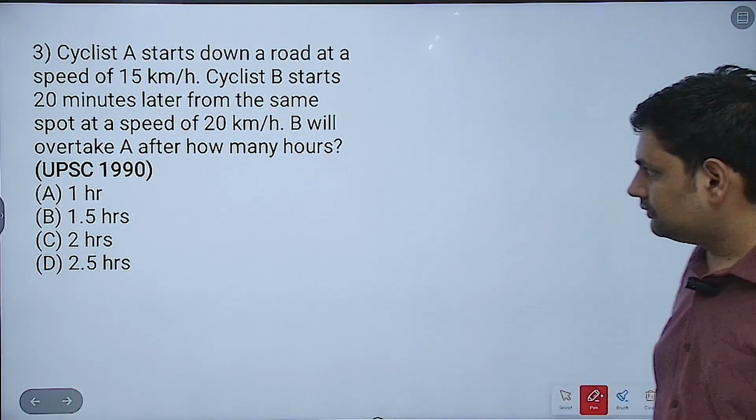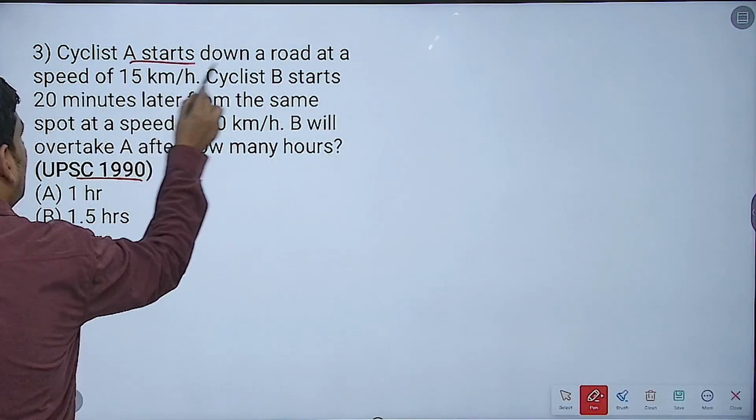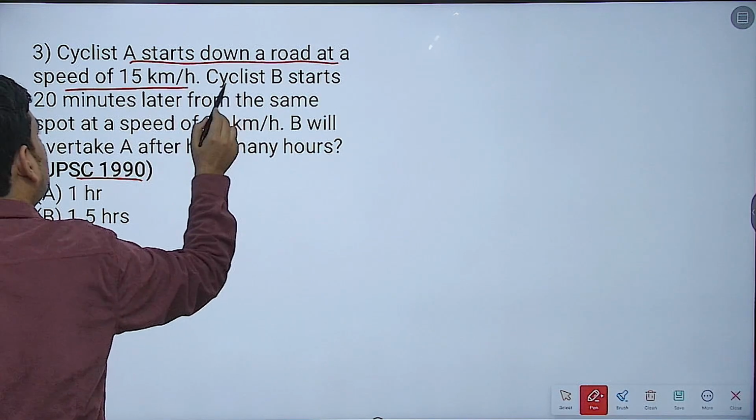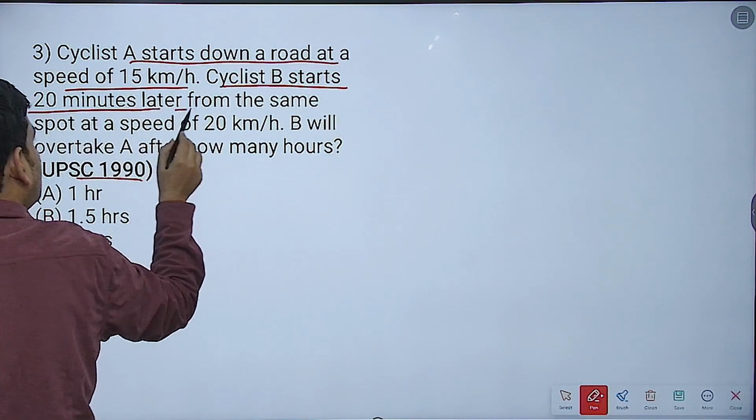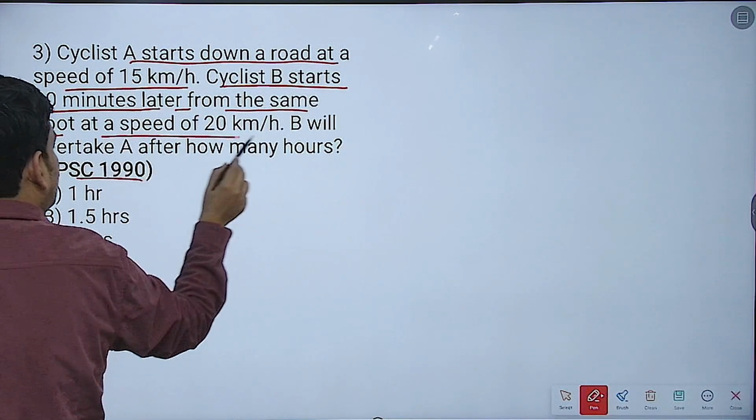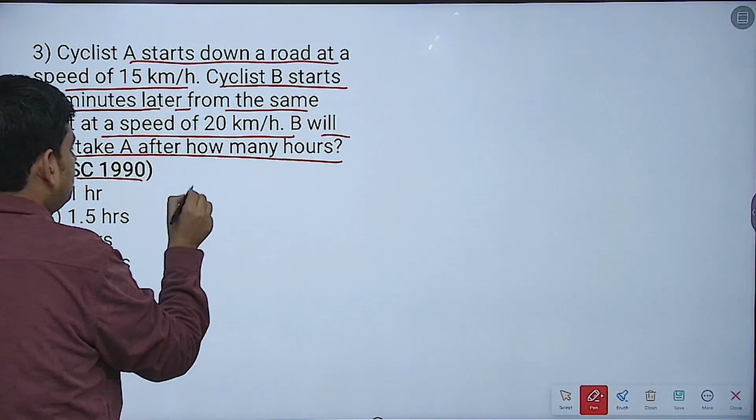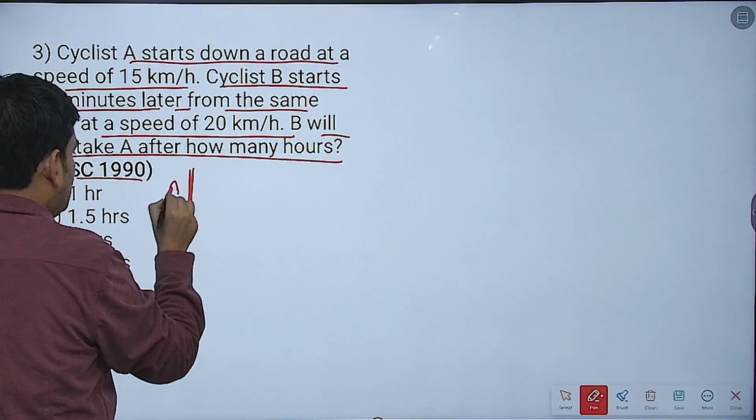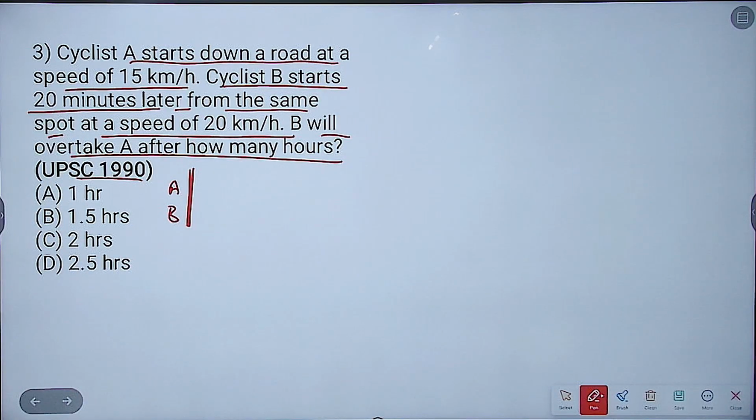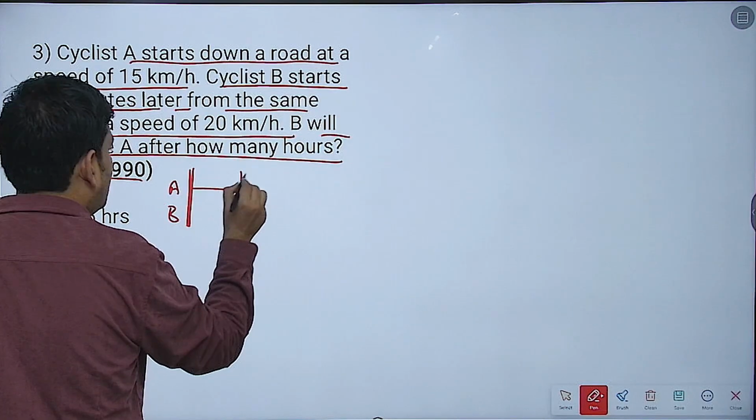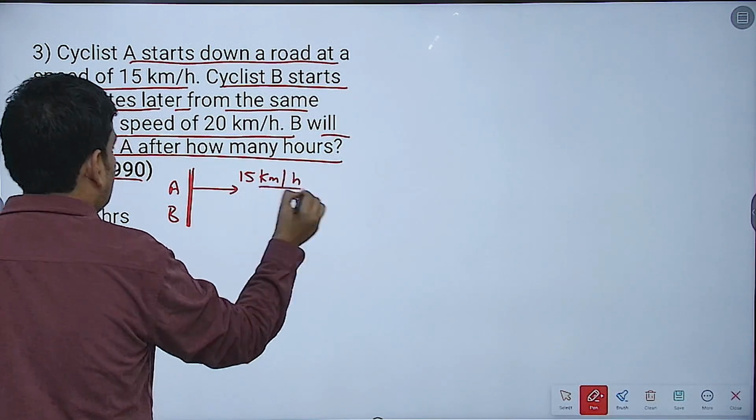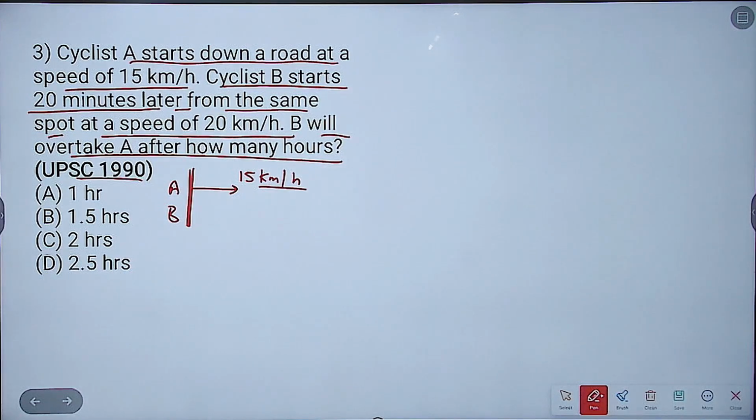Then let's do this. A cyclist A starts down the road at a speed of 15 km per hour. Cyclist B starts 20 minutes later from the same spot at a speed of 20 km per hour. B will overtake A after how many hours? Now, see, initially A and B are at the same place. Then, cyclist A starts down a road at a speed of 15 km per hour. So, A starts going at 15 km per hour. Then a cyclist B starts 20 minutes later.